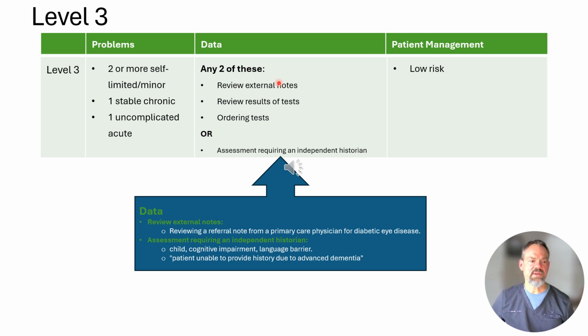Under data, if we review external notes from maybe a primary care provider about their diabetic status, so that you can determine the risk for this patient having diabetic retinopathy. A review of tests and ordering tests is fairly self-explanatory, but an assessment requiring an independent historian. So the patient might be a child, might have a cognitive impairment, might have a language barrier. Those would all be really good reasons for needing an independent historian. But proper documentation is required. An example might be patient unable to provide history due to advanced dementia.